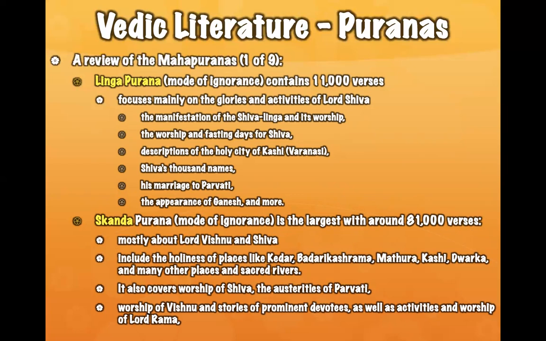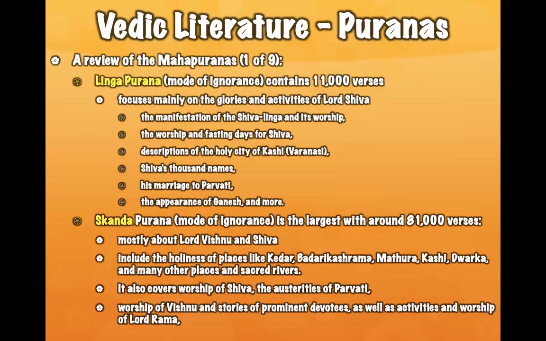Linga Purana is, again, mode of ignorance, contains 11,000 verses, focuses mainly on the glories and activities of Lord Shiva, and specifically the manifestation of Shivling and its worship and fasting days for Shiva, description of the holy city of Kashi. The Kashi is a very important holy place, also known as Banaras, also known as Varanasi.